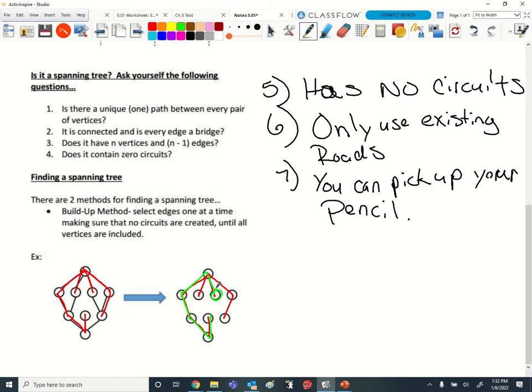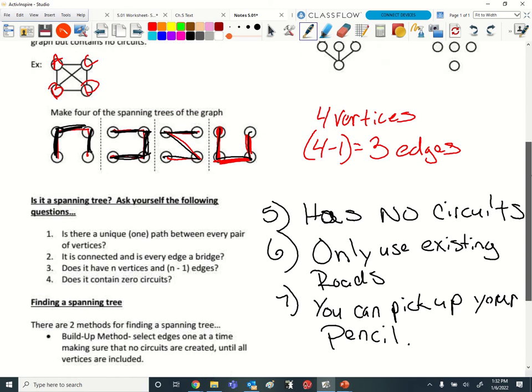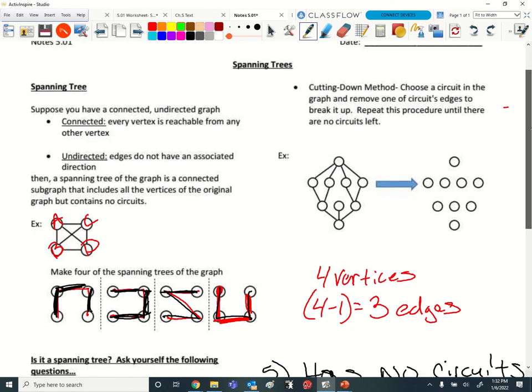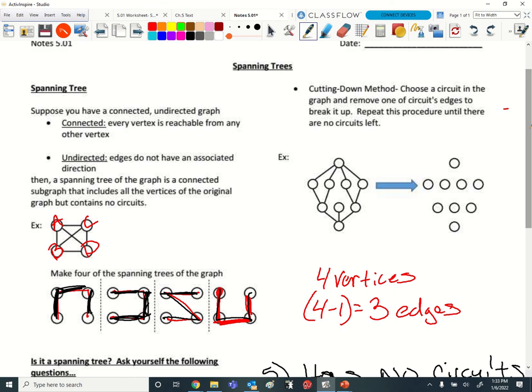Okay, good. All right, so by doing that, there are no circuits and there's only one pathway to go to each one. So let's take a look at another one way up here. This one says cutting down method. Choose a circuit on the graph and remove one circuit edge until it breaks up. Repeat this procedure until there are no circuits left.